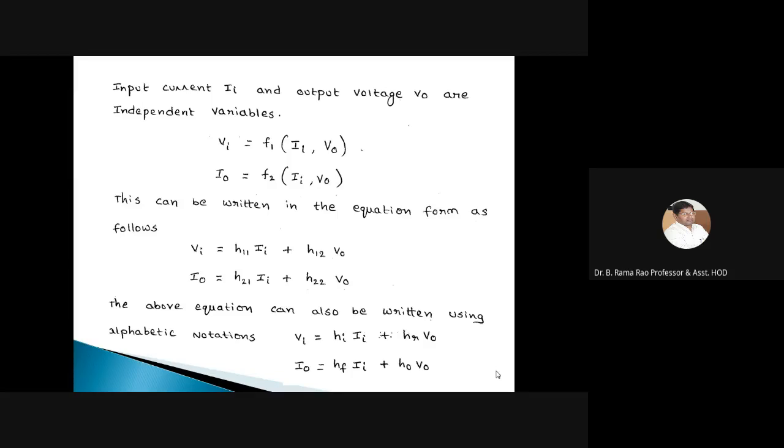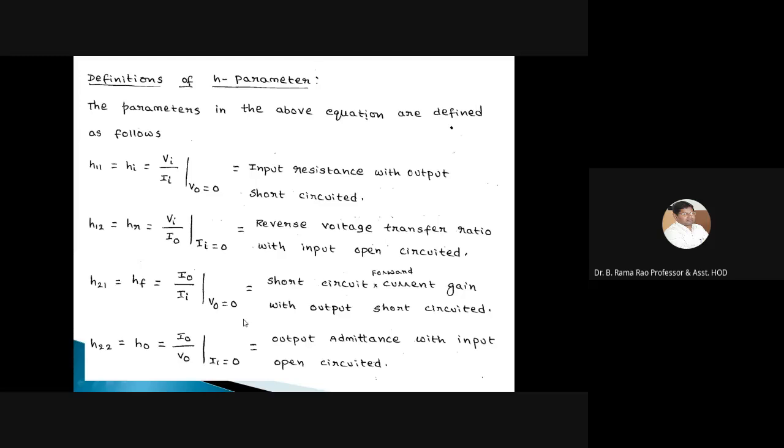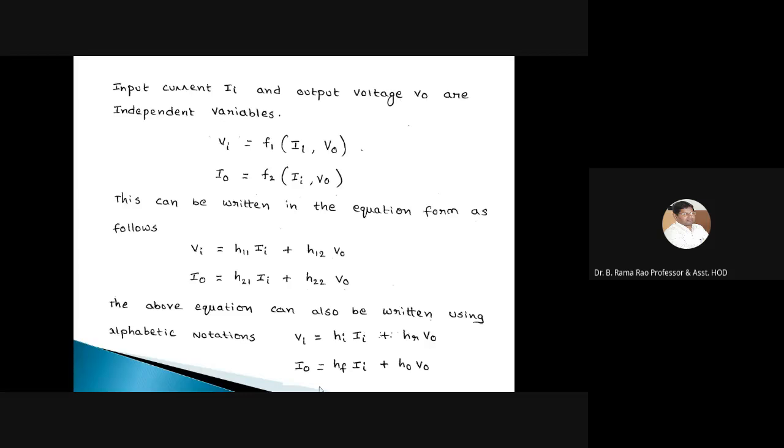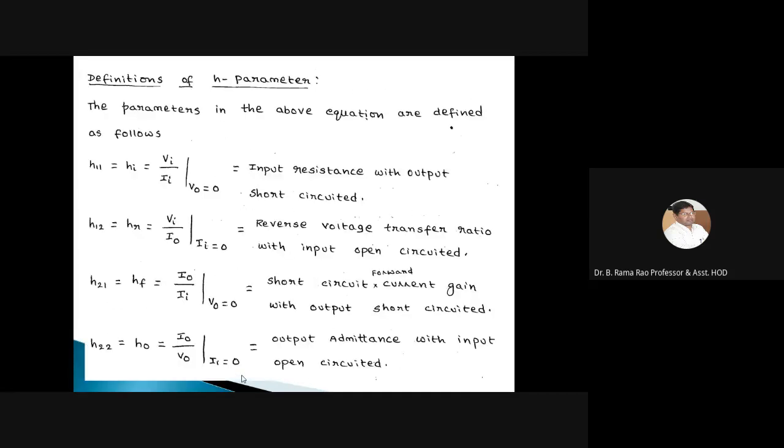So we can express these variables in equation form like this. We can rewrite, and we can define the hybrid parameters. What do we mean by H11, H12, H21, and H22? These are all obtained from this equation only.